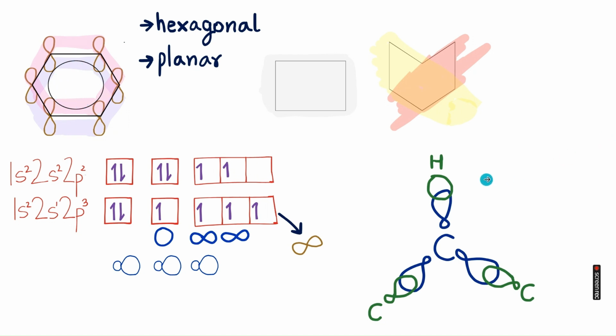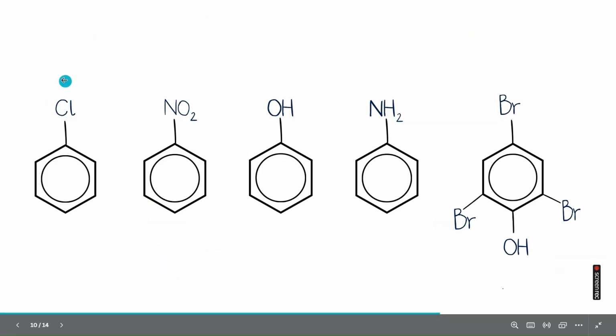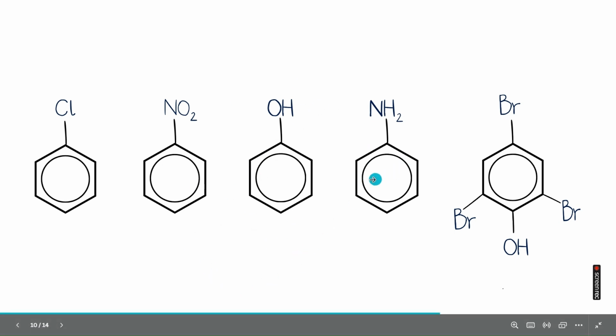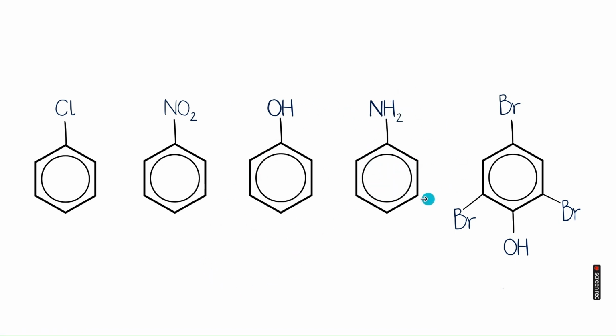Now that we understand the structure of benzene, let's try naming some aromatic compounds. This here is chlorobenzene. We don't need to call it 1-chlorobenzene because there's only one chlorine atom. This here is nitrobenzene. This here is phenol. You can call it hydroxybenzene, but that is not really used. A more common name is phenol, so call it phenol. And this here is phenylamine, or you can call it aminobenzene. And on this one here, we'll number this as 1. This is a phenol, but it has bromine groups attached. So we'll call this 2,4,6-tribromophenol.